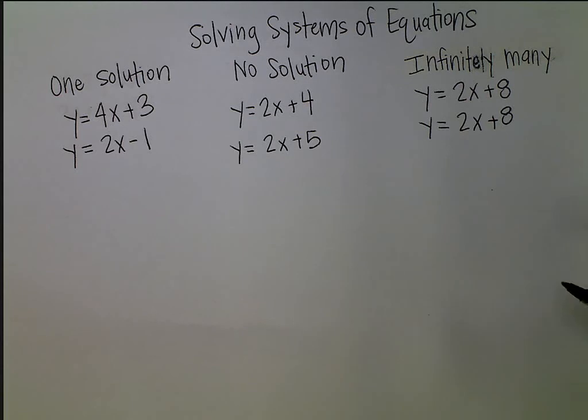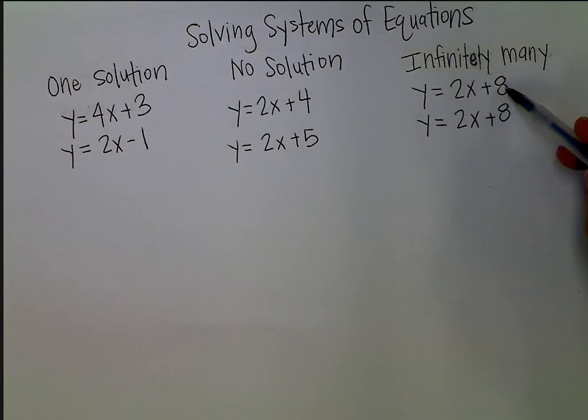Then you can have all real numbers, infinitely many solutions. This means that the lines intersect everywhere. The equations represent the same line. You have the same slope and the same y-intercept.